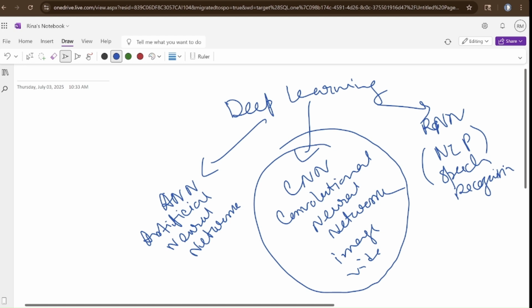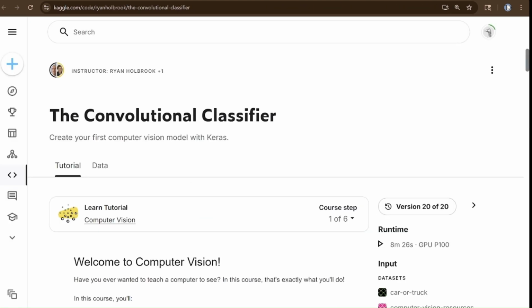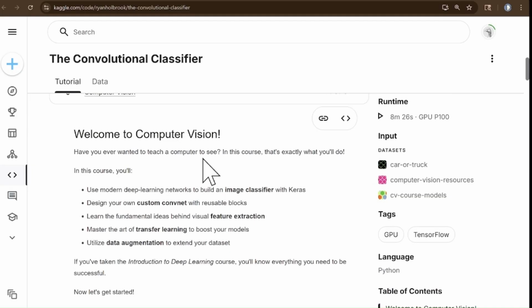Okay, now let's start. The convolutional classifier. Create your first computer vision model with Keras. Keras is a deep learning library. So using that library, we are going to create our first computer vision model. Okay, let's start. Welcome. Have you ever wanted to teach a computer to see? In this course, that's exactly what you are going to do. You are going to teach your computer how to see.